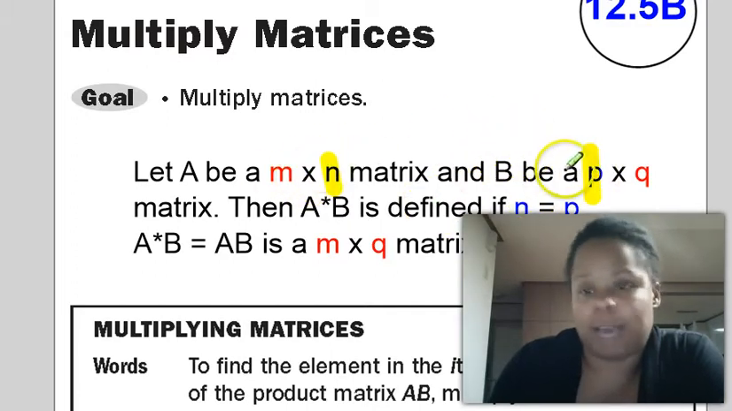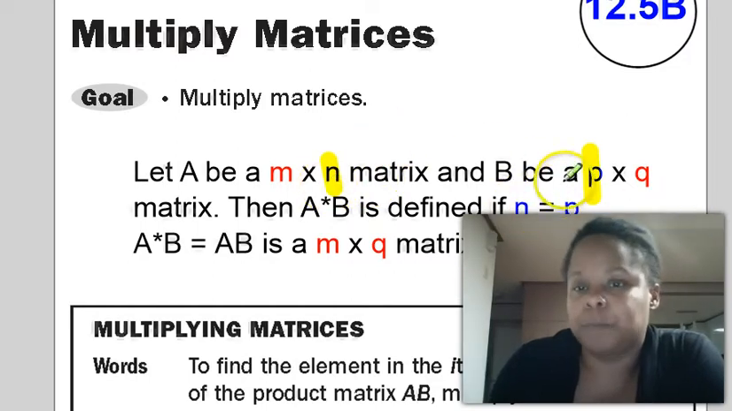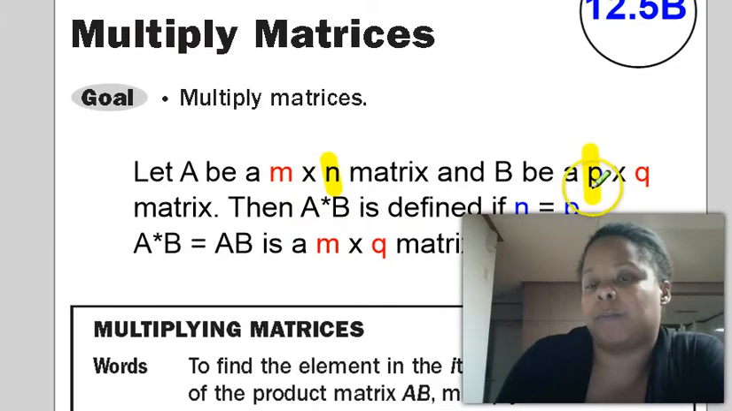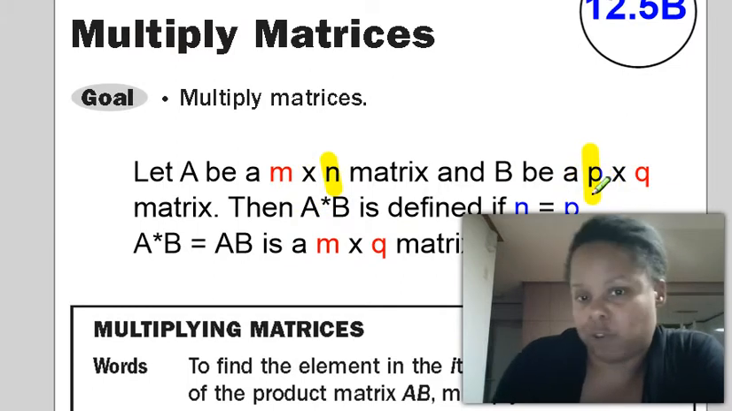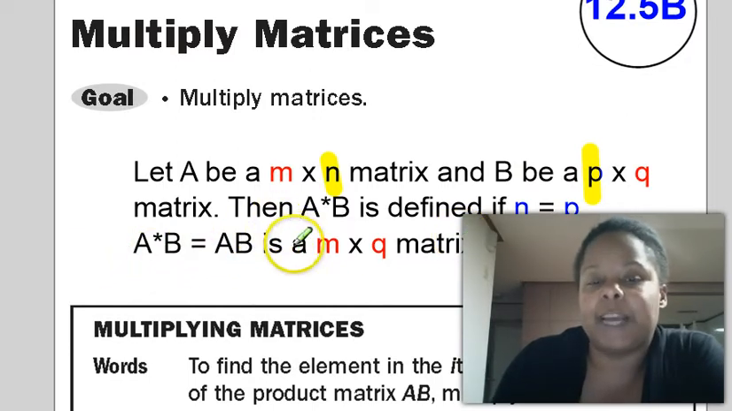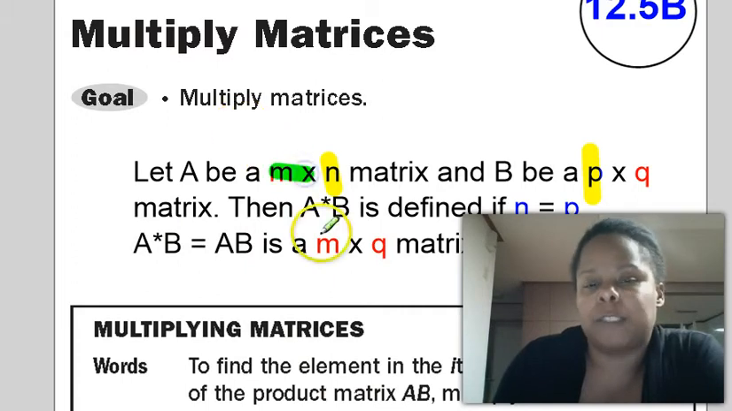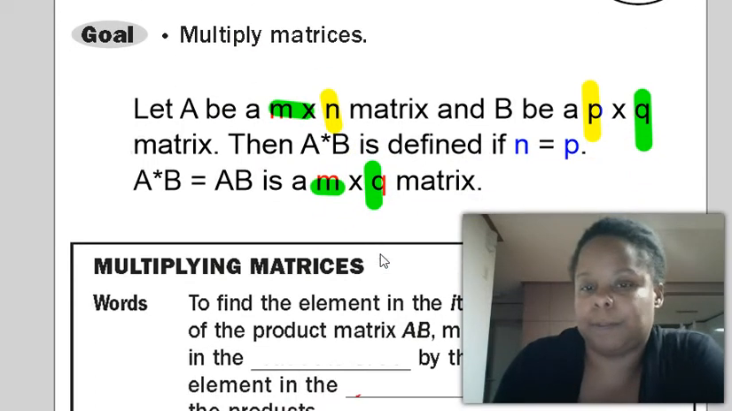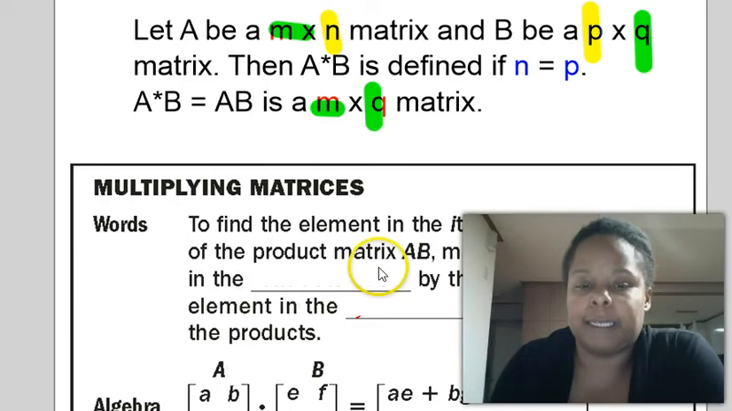M and Q don't have to match, but N and P have to match. The number of columns in the first matrix has to match the number of rows in the second matrix. And if they do match, then when you multiply the 2 matrices together, you're going to get another matrix that has the same number of rows as the first matrix and the same number of columns as the second matrix. Okay? And so we're going to take a look at an example.